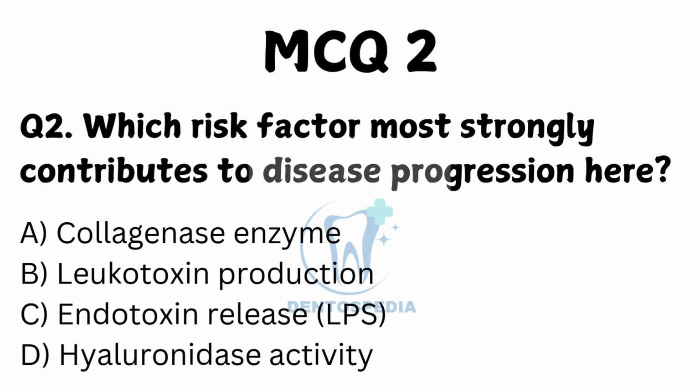Question 2. Which virulence factor of Aggregatibacter actinomycetemcomitans plays the most critical role in Sarah's disease progression? Option A, collagenase enzyme. Option B, leukotoxin production. Option C, endotoxin release, or LPS. Option D, hyaluronidase activity. Take a moment to think.